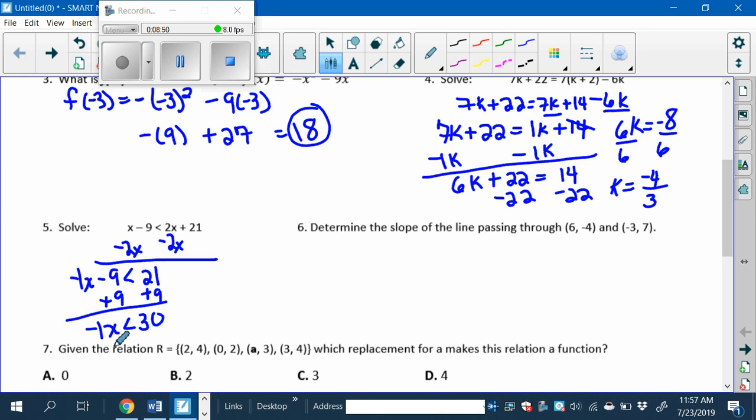Now I need to divide by a -1. So when I divide by a negative number, that means I flip my sign. So it's going to be x is now greater than -30. So be very careful of that.